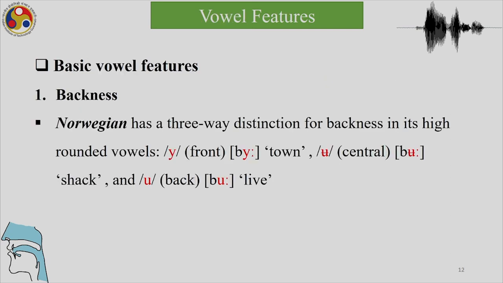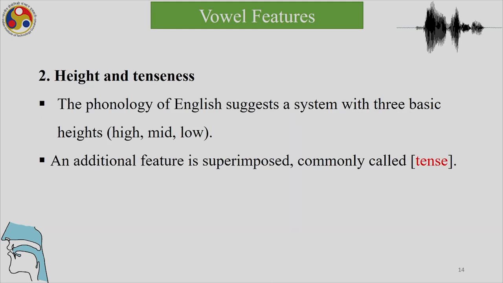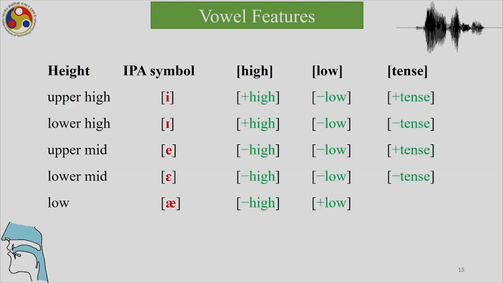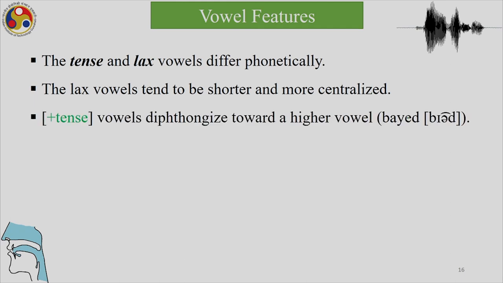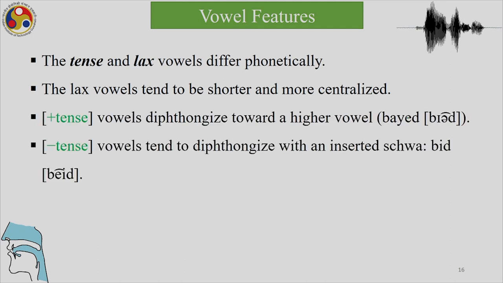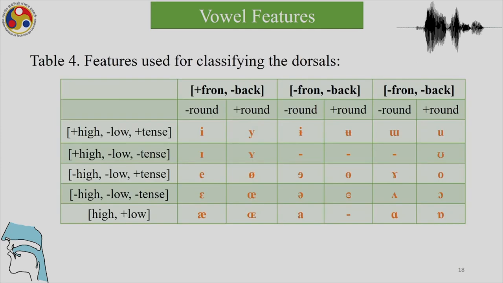Also, we looked a bit at vowel features like backness, and height and tenseness. So these are all vowel features. And also we looked at all the different combinations of features which lead to the different vowels that we have. We have seen in all the previous lectures in articulatory phonology also. And the tense and lax vowels differ phonetically. The lax vowels tend to be shorter and more centralized, and the plus tense vowels diphthongize towards a higher vowel, and minus tense vowels diphthongize with an inserted schwa, as in bait. So we have seen the feature chart for vowels in the last lecture.